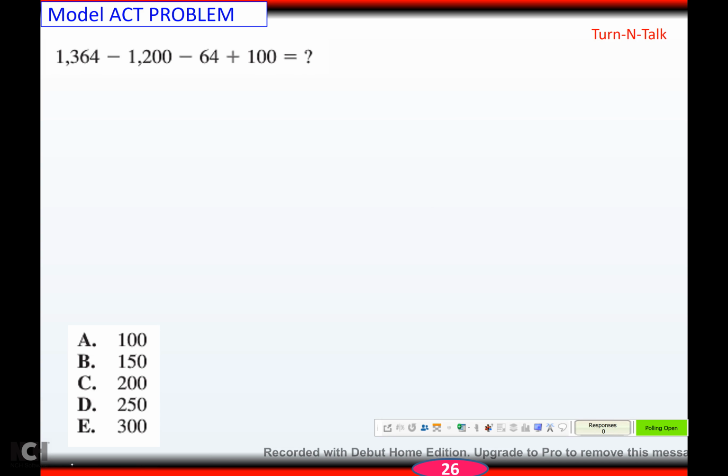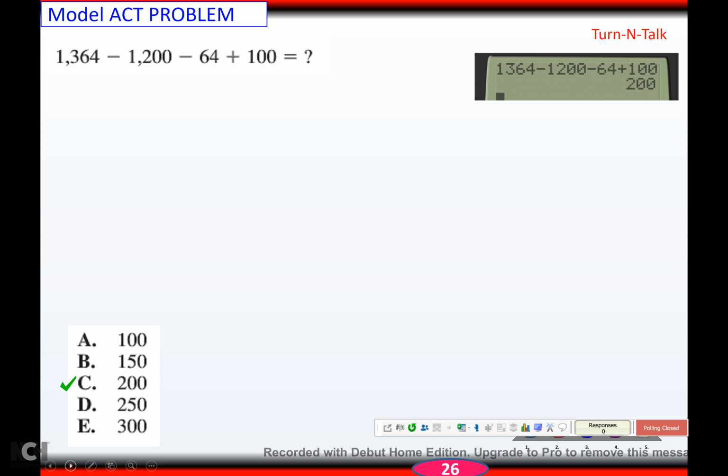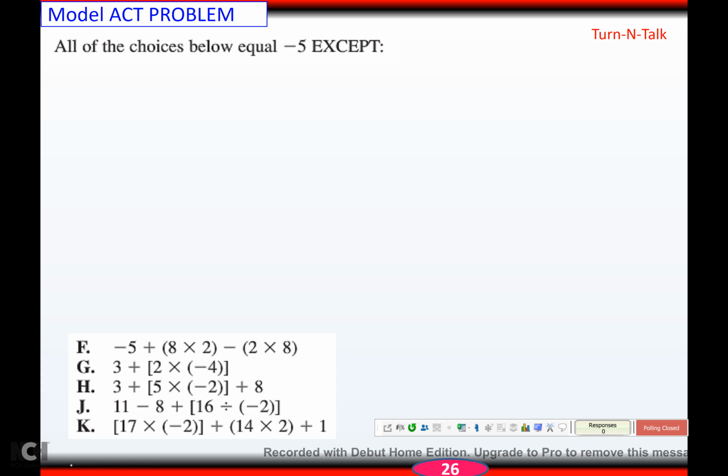Okay, try this one, hit pause, come back when you're ready. And calculator makes quick work of that. You should get 200. Try this one, hit pause, come back when you're ready.